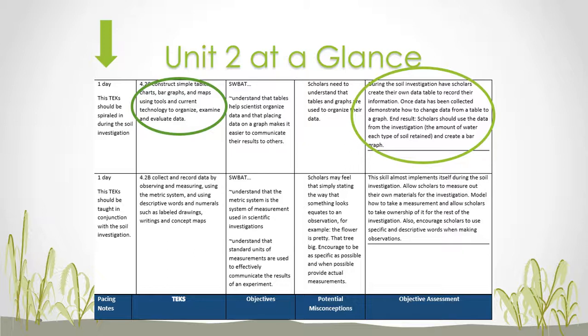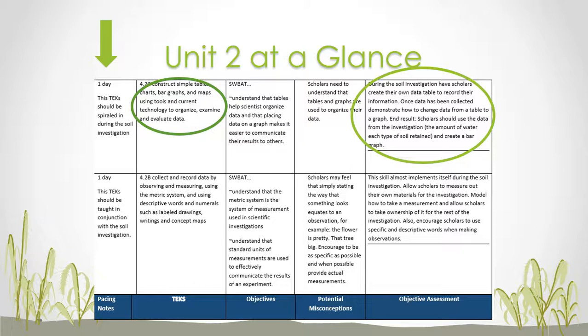I suggest that during your soil investigation that you have your scholars create their own table to record their information on. So instead of using the data table that is in your STEM Scopes journals, or in place of you guys making them a chart and putting it on the board and letting them copy it down, challenge scholars to really think about the data that's going to be collected and let them formulate a table or grid where all of that information will be able to be recorded and kept.